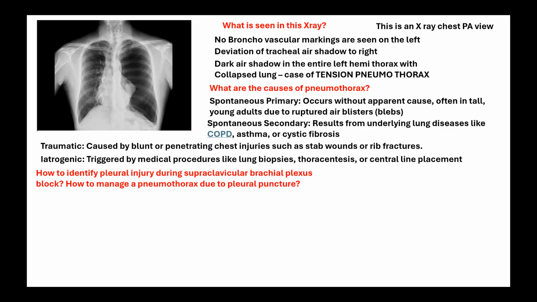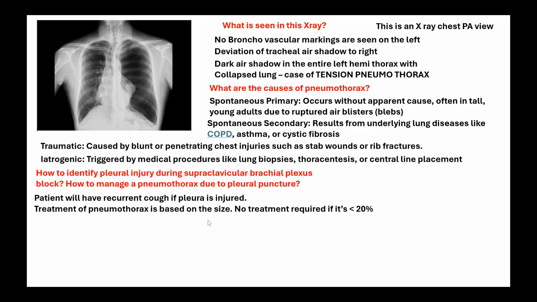Very good. Then, supposing you have punctured and there is a pneumothorax, should you put an ICD to that patient? No, sir. Will observe. Yes, observe. So, what are the criteria to manage a known pleural puncture case? So, patient will have recurrent cough if pleura is injured. That is how you identify pleural injury. Treatment of pneumothorax is based on the size. So, no treatment is required if the size is less than 20%.